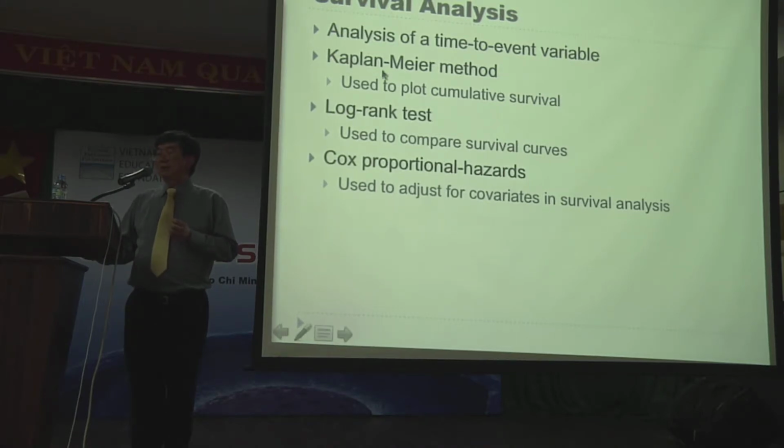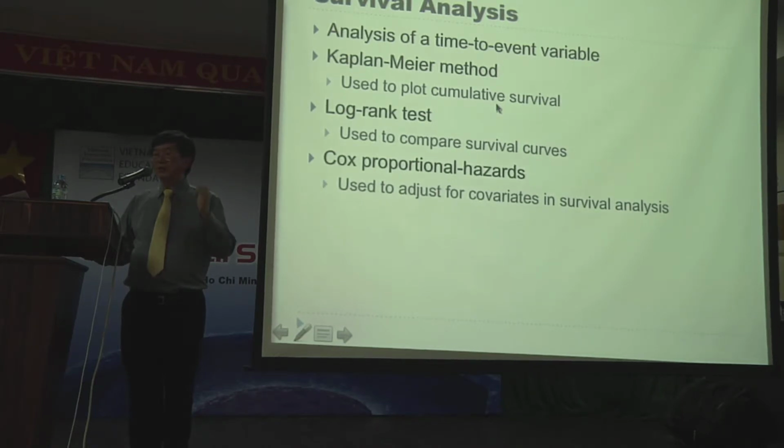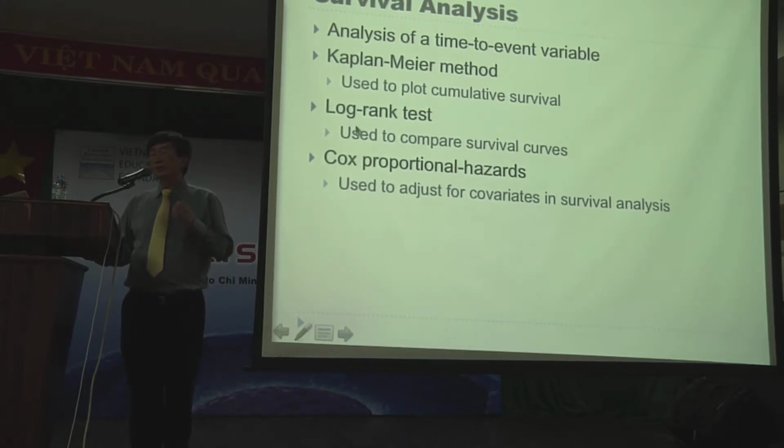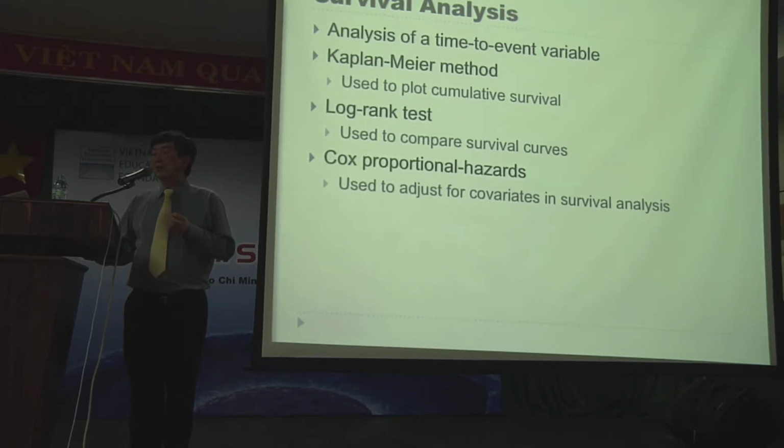The method is called Kaplan-Meier method. The Kaplan-Meier method basically calculates the cumulative survival and provides a curve that defines the cumulative survival. And the actual statistical test to examine whether the survival curves of two groups are significantly different or not, that statistical test is called log-rank test, one of the commonly used tests to evaluate survival curves.